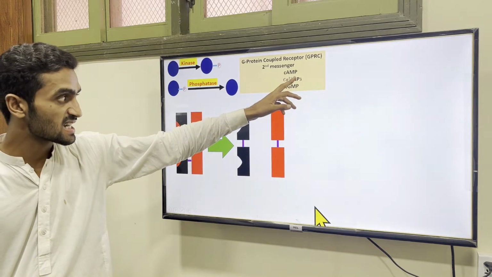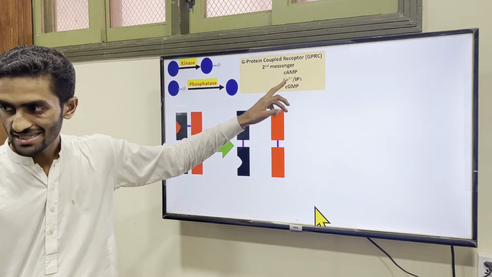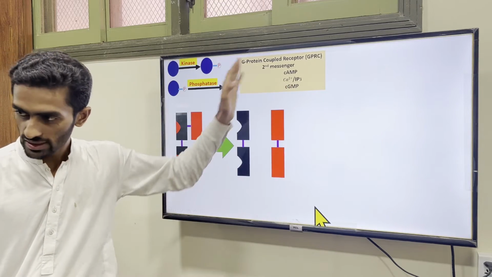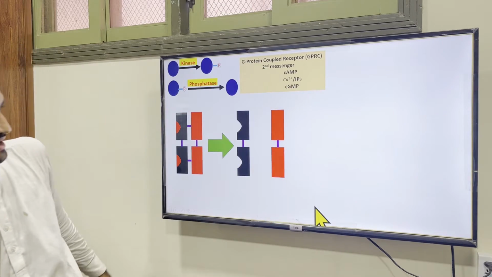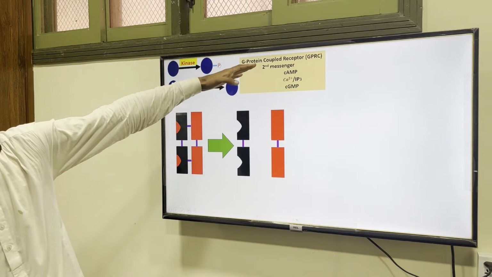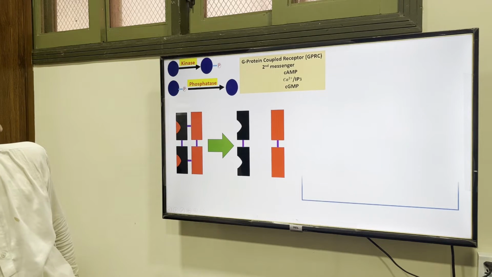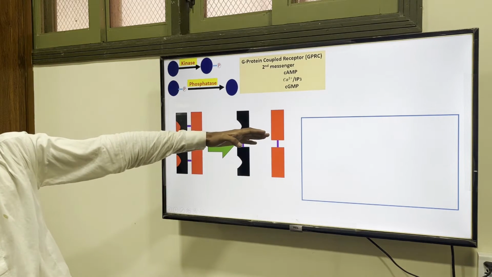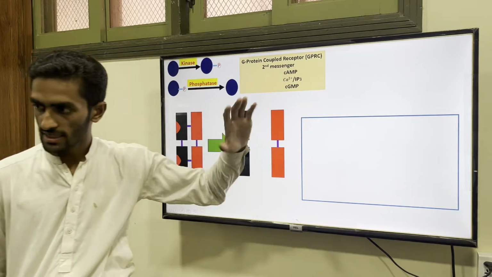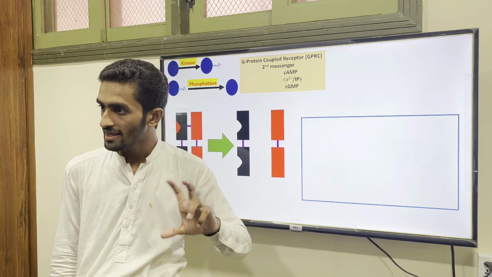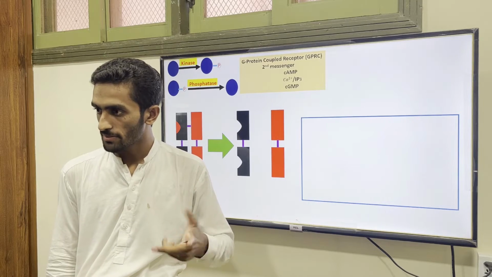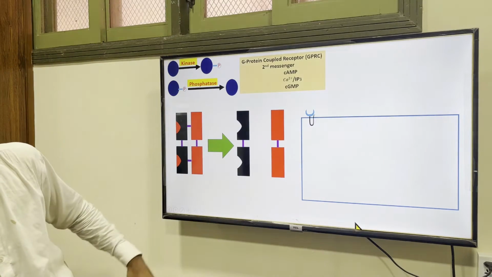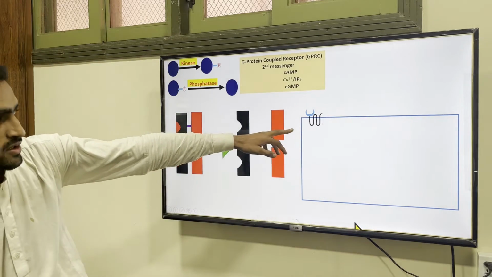So there may be cyclic AMP or IP3, calcium or cyclic GMP. We are going to look at this system later. So before that, we just look at the G protein coupled receptor structure. For example, here is the cell. For the peptide nature, the receptors are extracellular. So for example, here is the receptor, this one.